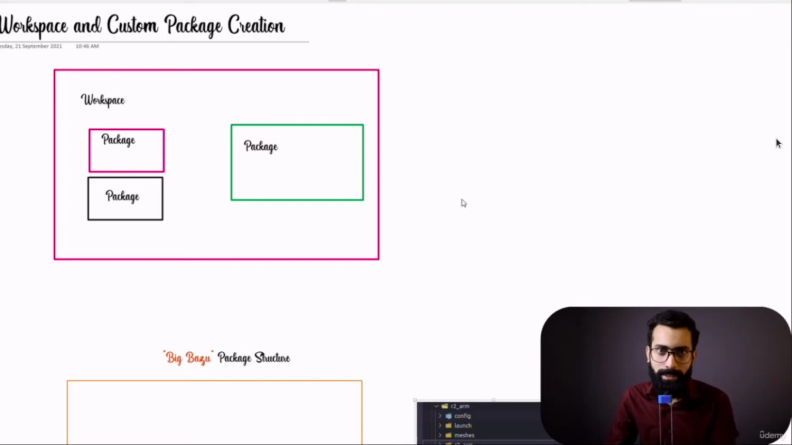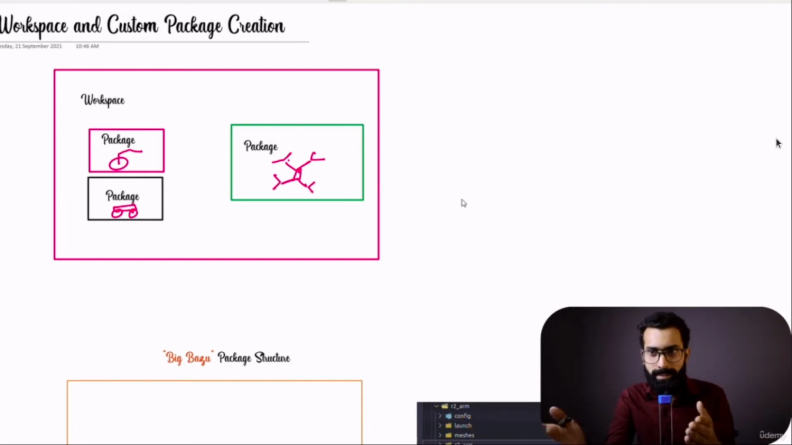Okay. So for example, to understand the concept of workspaces, we have a workspace here, and it contains three different packages. The first package contains a robotic arm. The second contains a mobile robot, to some extent a rover robot. Then the third package might contain a drone. Now you see the idea here: all of these packages contain different things inside of one workspace.